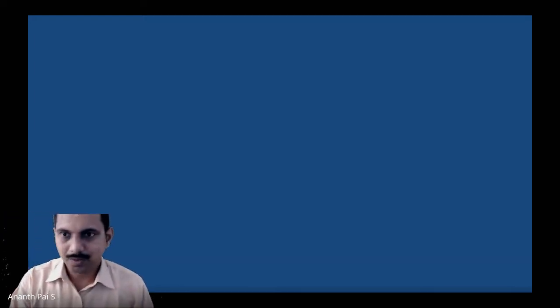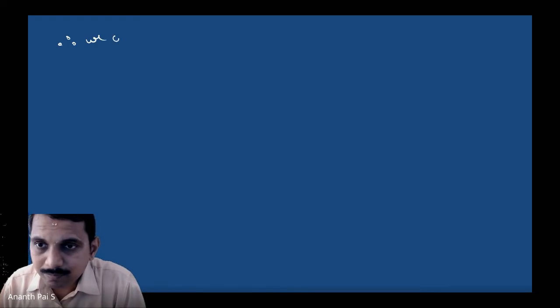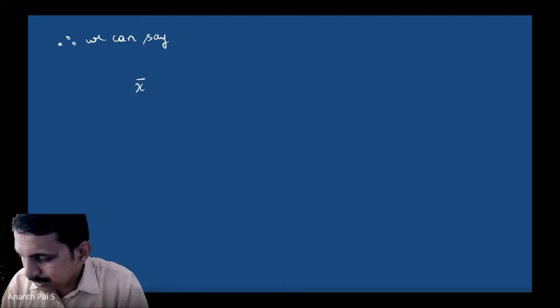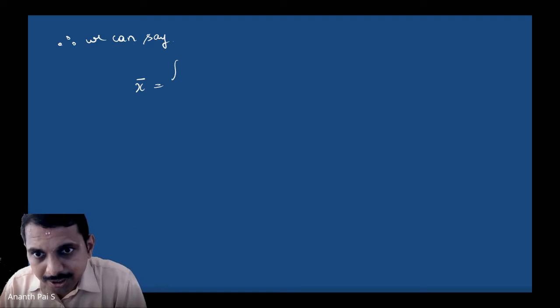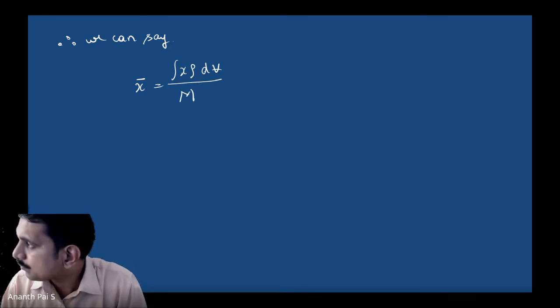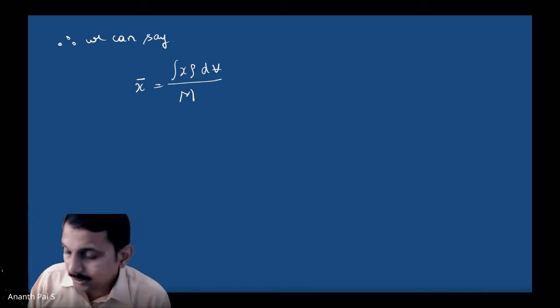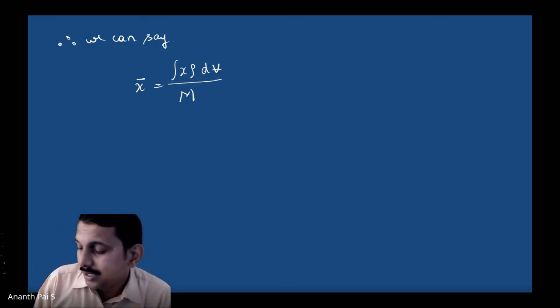Next point. Now, therefore, we can say x bar is equal to the integration of x rho dv by the total mass m. Correct? Because F_r is m. Am I correct here? What am I putting there?